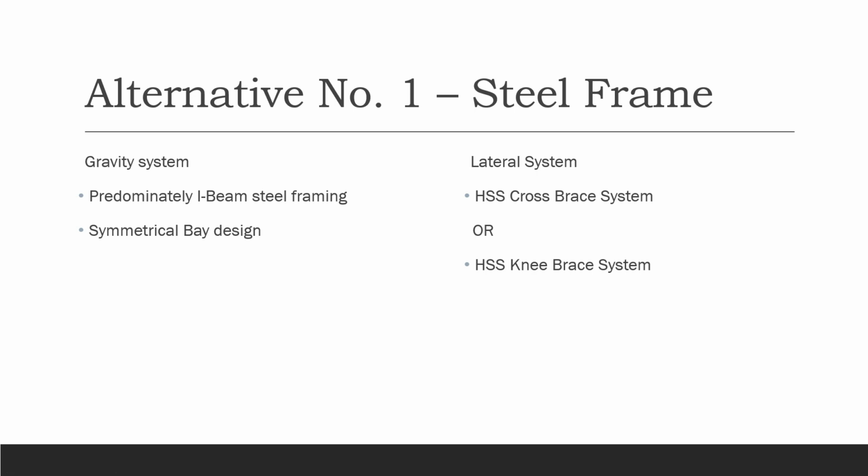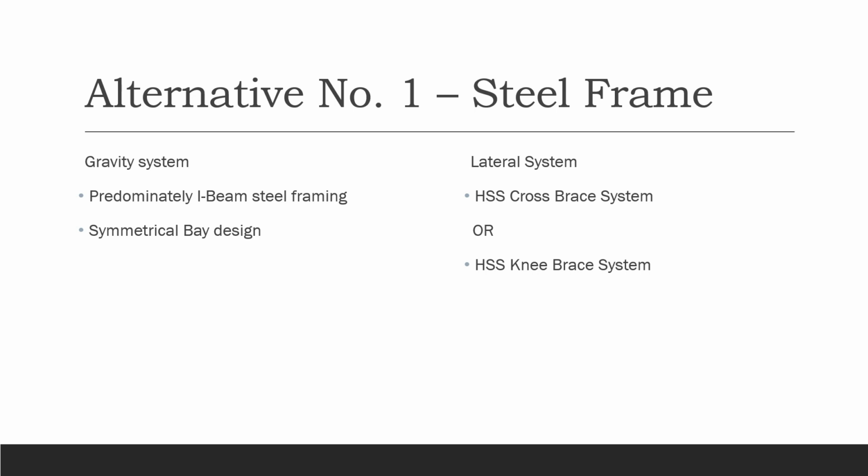Firstly, let's talk about the first alternative, a complete steel structure with a 4-inch concrete floor slab. For the gravity system, steel I-beam sections will be the predominant members for the beams, girders, and columns, with the beam connections predominantly consisting of bolted double angles.